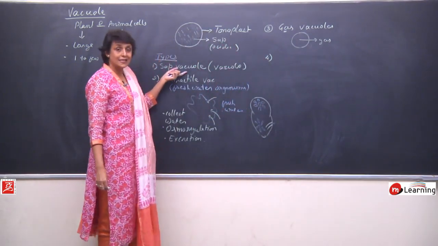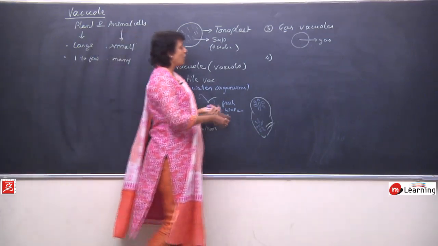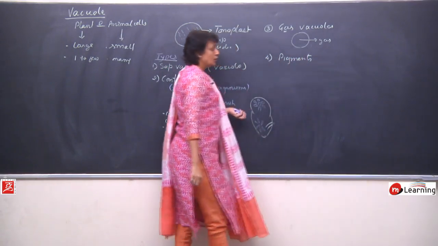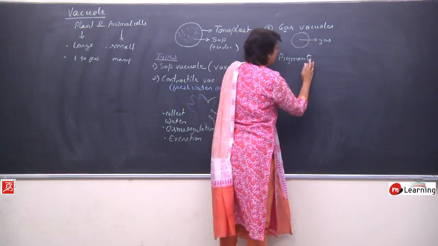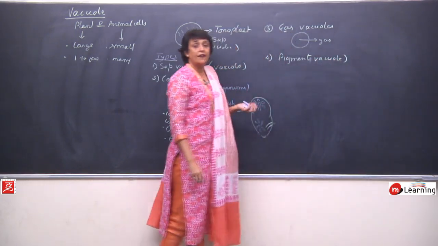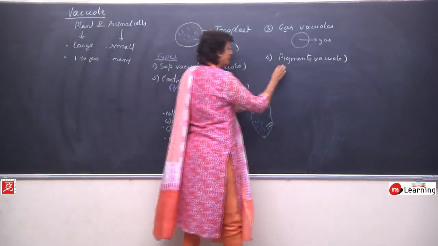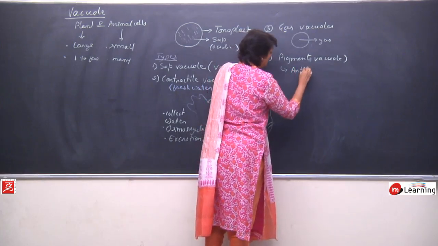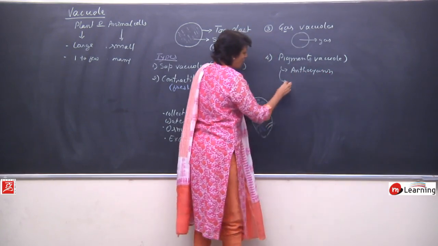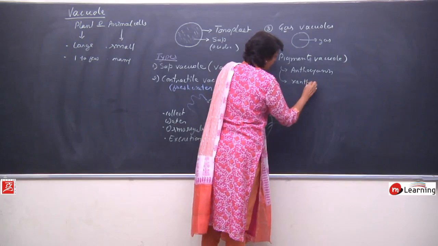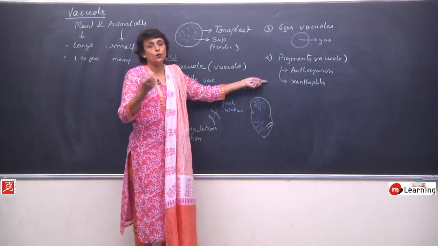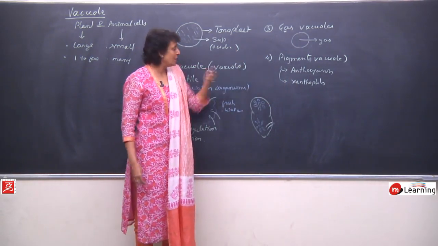Sometimes other than sap or these functions, it also has some pigments. So these are called pigment vacuoles. The pigment vacuoles would contain pigment. Normally the pigments which are found are anthocyanin or xanthophylls. So depending upon that pigment, that vacuole would even impart color to that particular part.